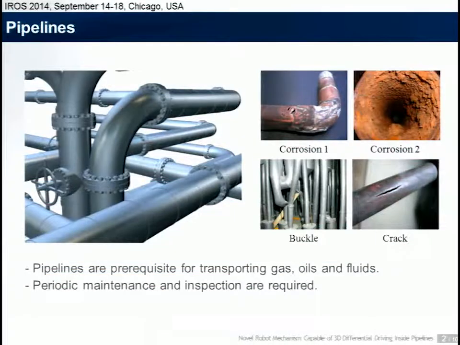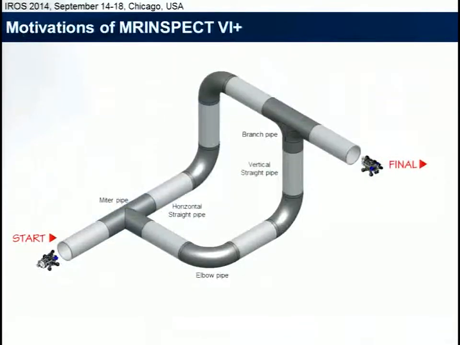In most industrial facilities, pipelines are a prerequisite for transporting gas, oils, and fluids. They require periodic maintenance and inspection. So the InPipe robot is developed to explore and inspect pipelines. To do this, we have problems to solve.